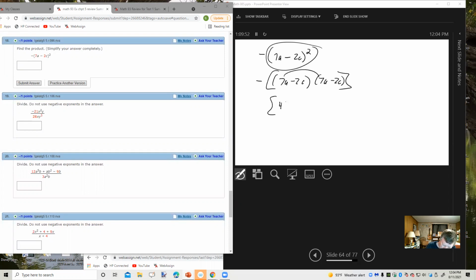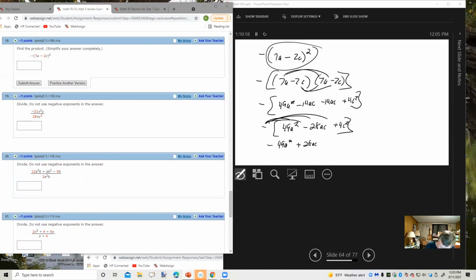So that's going to be 49a squared minus 14ac minus 14ac plus 4c squared, which is 49a squared minus 28ac plus 4c squared. Now I'm going to distribute the negative sign. So I'm going to get negative 49a squared plus 28ac minus 4c squared. So I foiled together the perfect square trinomial and then distributed the subtraction sign.